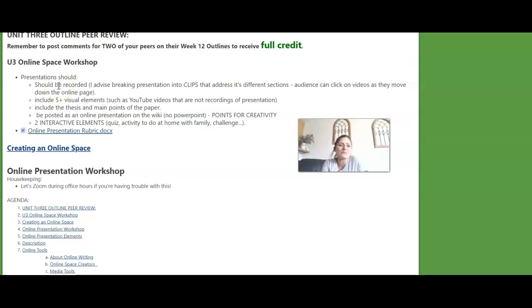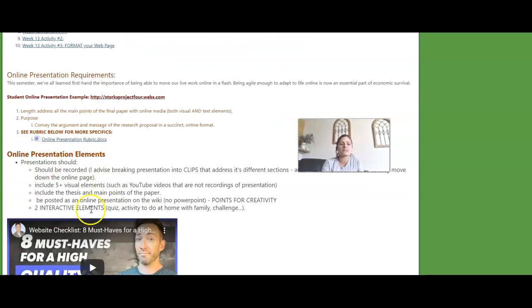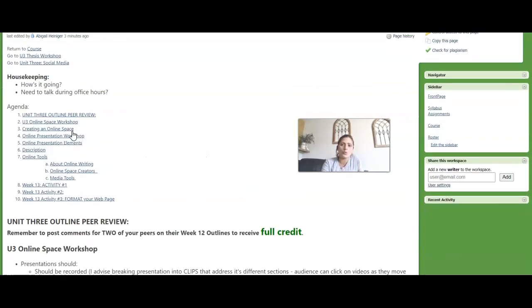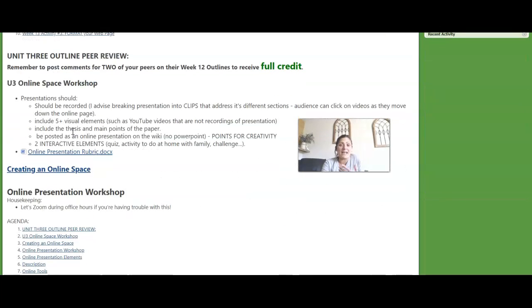Next, you're going to need 5 visual elements and have the thesis and main points of your paper, but present them in an online style, that is with different font sizes, with images, with sentence structures and lengths and spacing that fit an online format rather than a typical research format. You're also not going to be using PowerPoint. Instead, you're going to be using these online space creators to make your own online space and record on top of that.